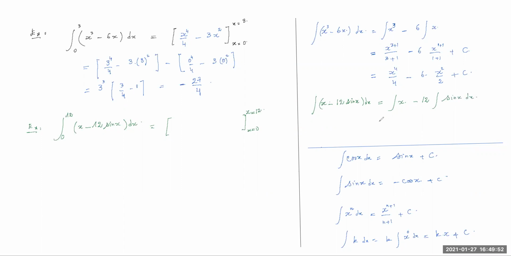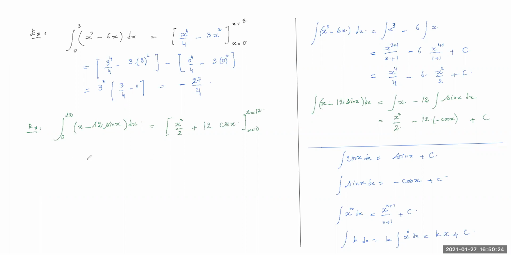Then what about the antiderivative of x? x squared over 2, exactly. Minus 12 times, what is the antiderivative of sine? Minus cosine. Always we said we add a small constant and put them inside. One is enough. So finally I have my antiderivative: x squared over 2 plus 12 cosine x.